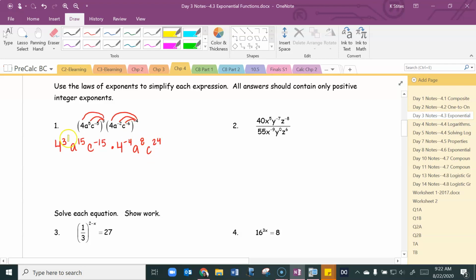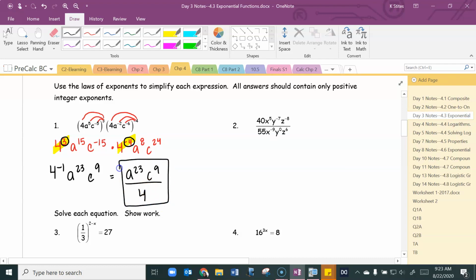Now before I evaluate this 4 to the 3rd, what you should notice is that you have the same bases here, so we can just go ahead and add these exponents like we're going to with the a's and the c's. 15 plus 8 is 23. And negative 15 plus 24 is 9. And then finally, we still have a negative exponent for the 4. So the a and the c will stay in the numerator and the 4 will move to the denominator. And it's a 4 to the positive first power right there.